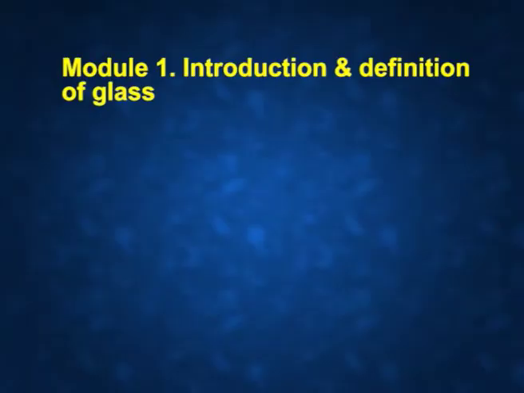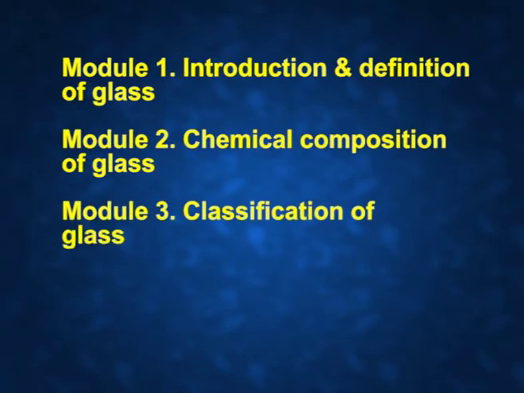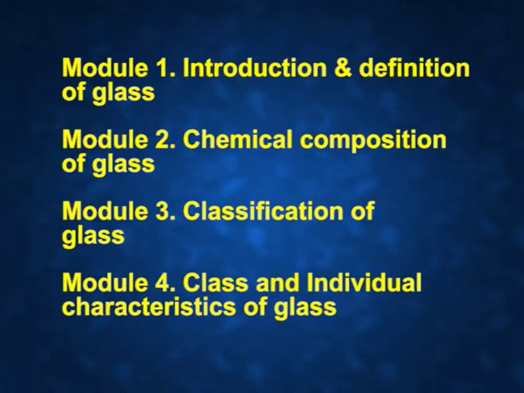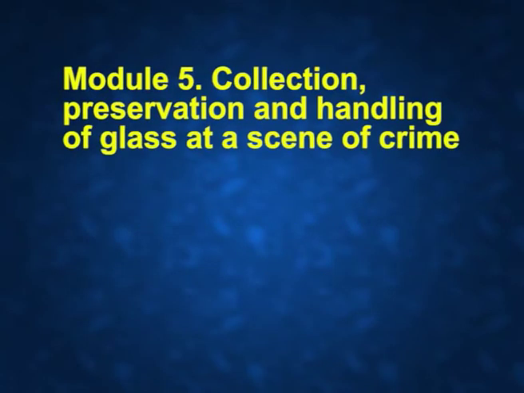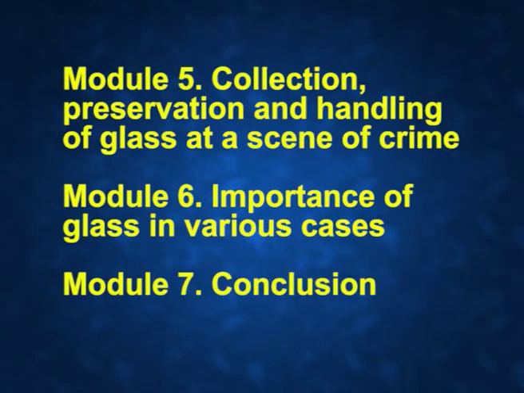Let's have a look at the modules which we are going to learn today. Module number 1, the introduction and definition of glass. Then comes the chemical composition of glass, classification of glass, class and individual characteristics of glass, the collection, preservation and handling of glass at a scene of crime, the importance of glass in various cases, and in the end the conclusion. Now let us come to the introduction of glass first.